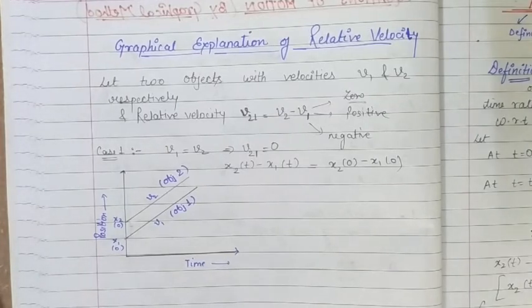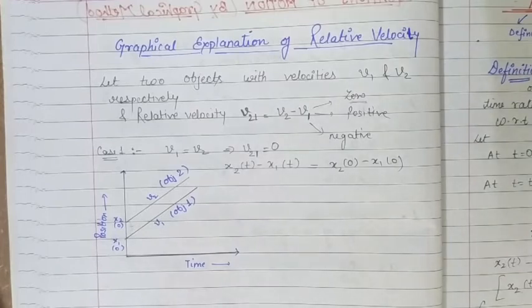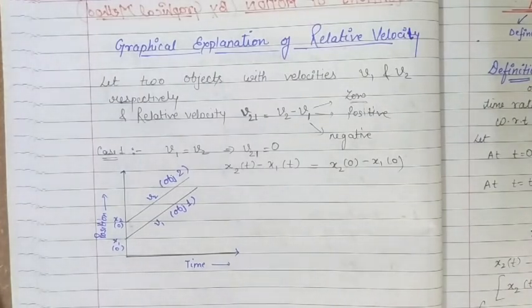Now this is the case when the relative velocity between the two is 0. That means with respect to each other they don't have any velocity. The difference between the velocities of the two is 0, or they have the same velocity. This is the case when relative velocity v21 is 0.